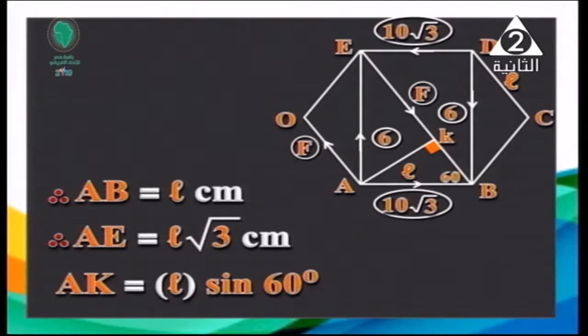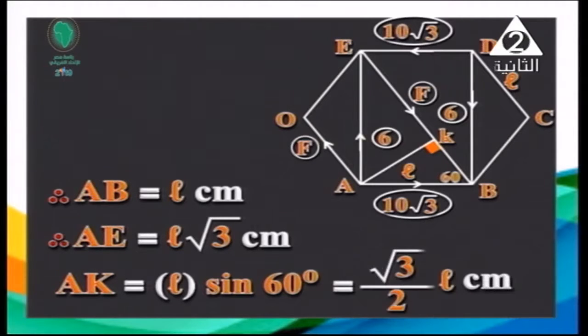Also, we have a third couple. What is the third couple? In direction AO and EB, each force F. What is the distance between them? Excellent student, AK, and AK equals L sine 60. My dear student, we deduce that AK equals root 3 over 2 L centimeter.